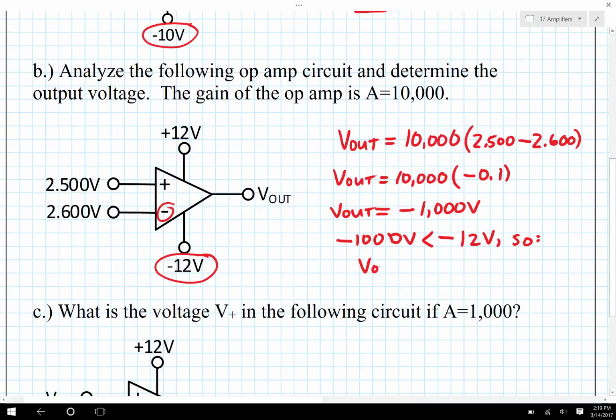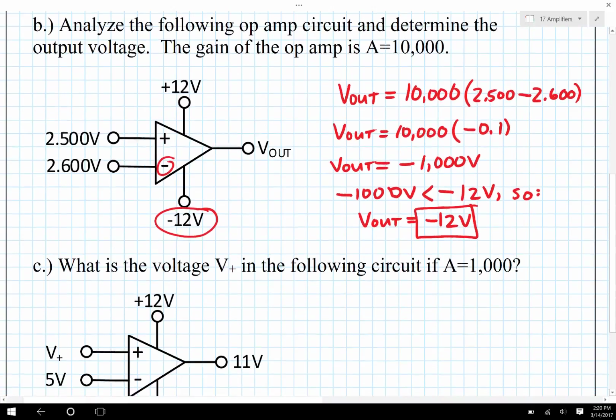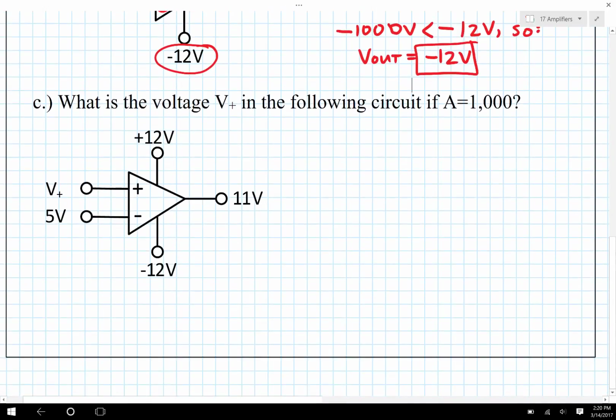So V out is going to be limited by the negative supply voltage, and therefore it is going to be negative 12 volts. That's actually very important. The fact that it can't go higher than the positive supply nor lower than the negative supply is something that will need to be considered in almost every op amp problem that we're going to talk about.